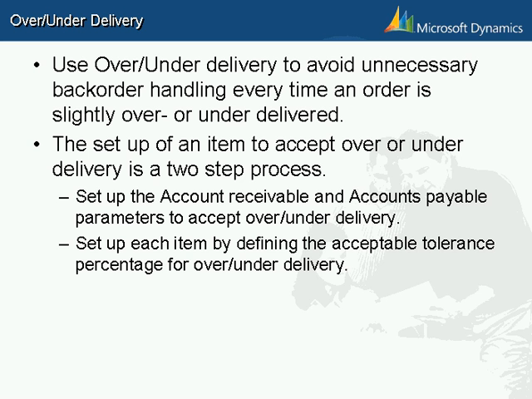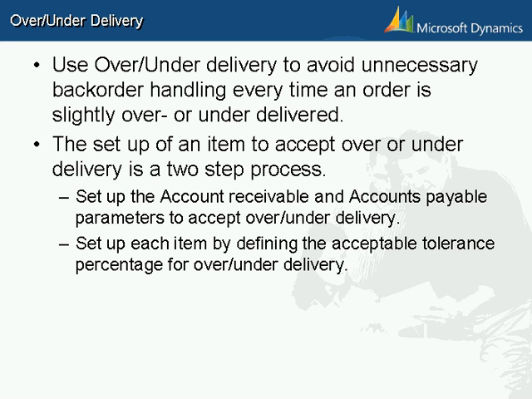Variability in a company's internal and supply performance can cause significant back-order administration to manage even small differences in quantities ordered and received. The over-delivery and under-delivery functionality in Microsoft Dynamics AX4 can be used where the received or delivered quantity of an item fluctuates occasionally, and it is not significant enough to be managed as a back order.